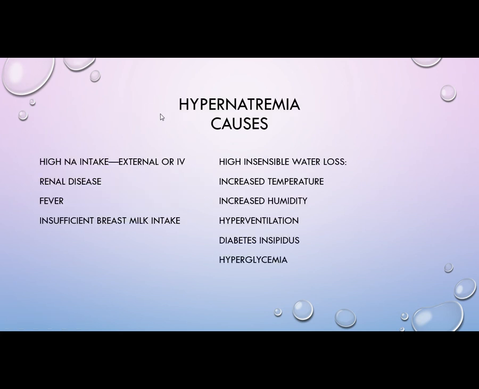Okay? Now let's look at the causes of hypernatremia. You can see high sodium intake either externally or from IV. So maybe they're eating lots and lots of chips that are high in salt content, drinking lots of soda pops that are high in salt content, or maybe they have a high salt content IV fluid. Patients with renal disease, anything that slows down the excretion of fluids and excess sodium are going to cause the patient to be hypernatremic. Okay?